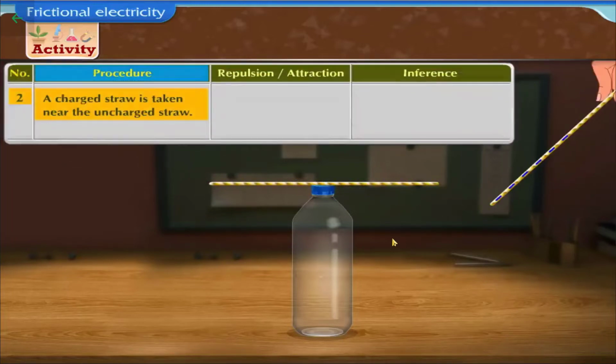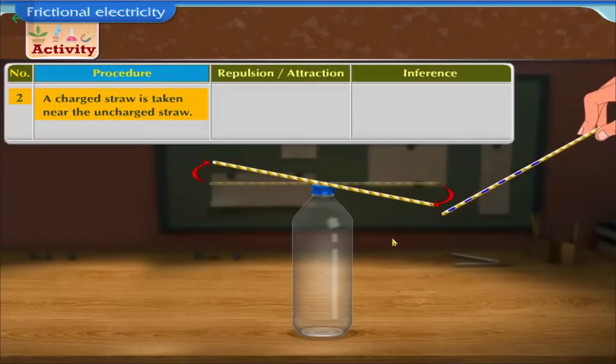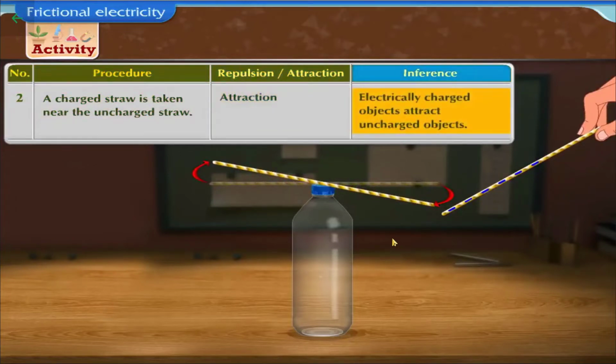When a charged straw is taken near the uncharged straw, we see the uncharged straw getting attracted towards the charged straw. Thus, we can say that an electrically charged object attracts an uncharged object.